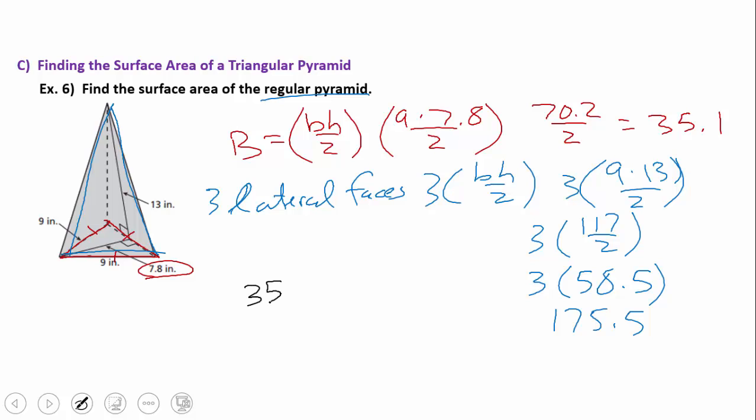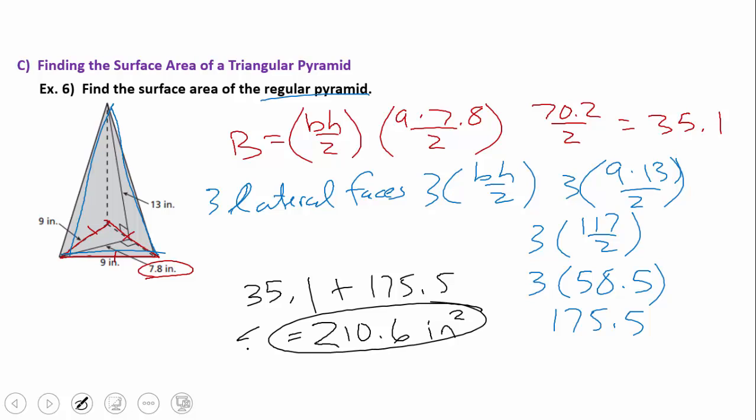So we have 35.1, the triangular base, plus the sum of the lateral triangular faces is 175.5. And when you add all that up, you get 210.6. And that is inches squared naturally.